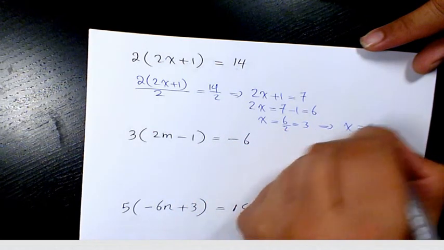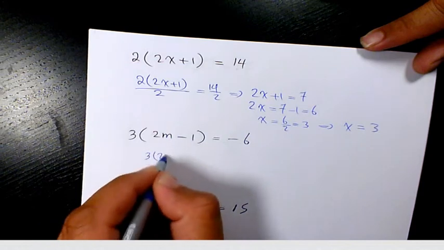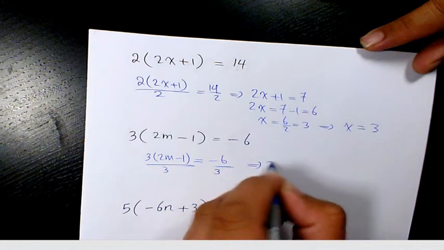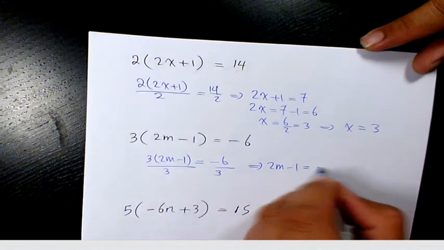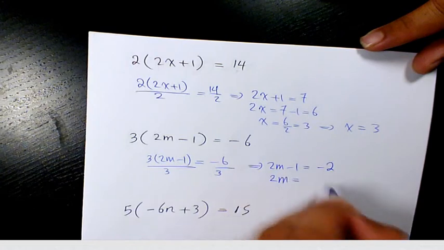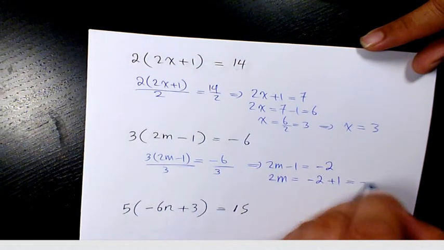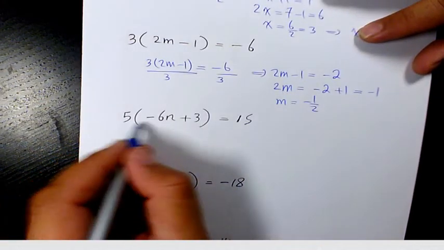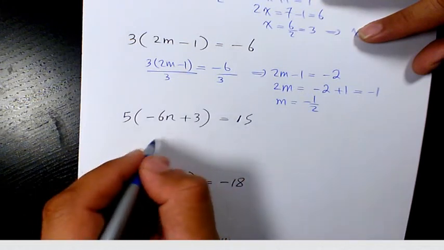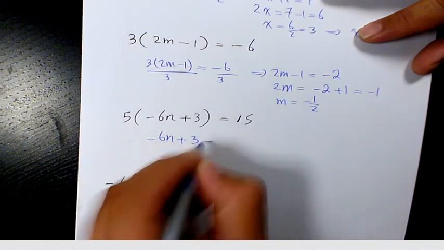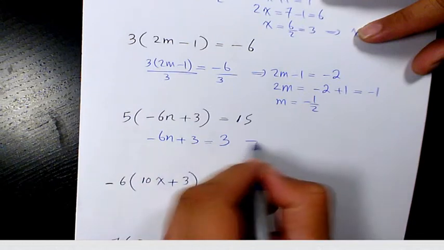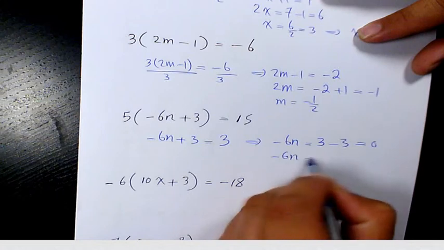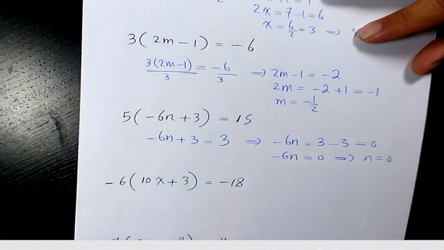So x is 3. Next one, 3 times 2m minus 1 equals negative 6. We need to divide both sides by 3. So we have 2m minus 1 equals negative 6 divided by 3 is negative 2. So 2m equals negative 2 plus 1, which is going to be negative 1. So m will be negative 1 over 2. Next one, 5 times negative 6n plus 3 equals 15. So negative 6n plus 3 equals 15 divided by 5, which is 3. So negative 6n equals 3 minus 3, which is 0. So negative 6n equals 0. So it means that n is 0.